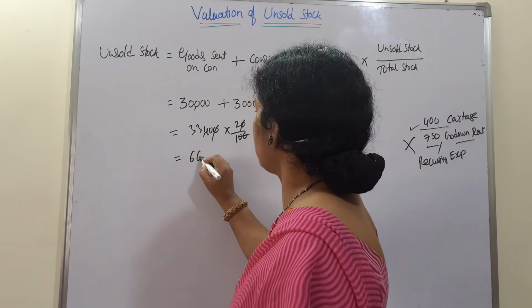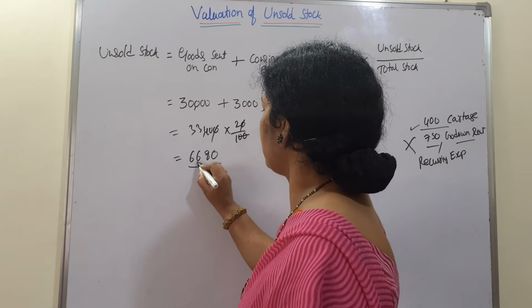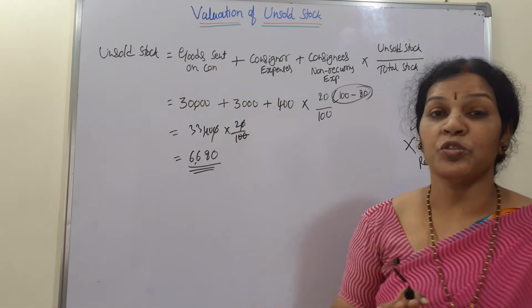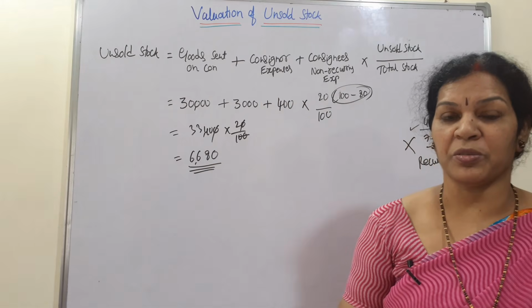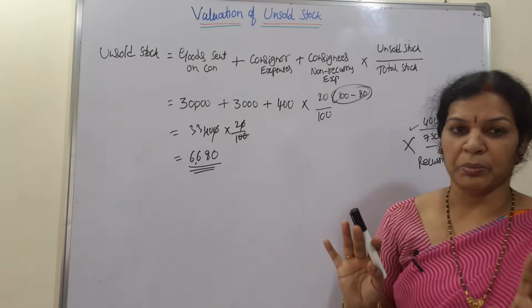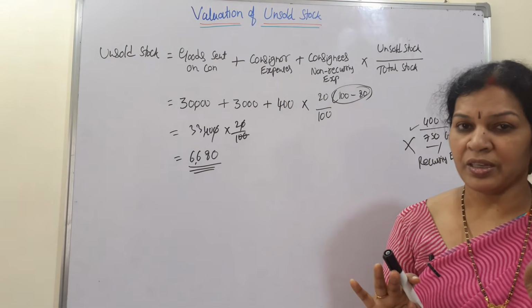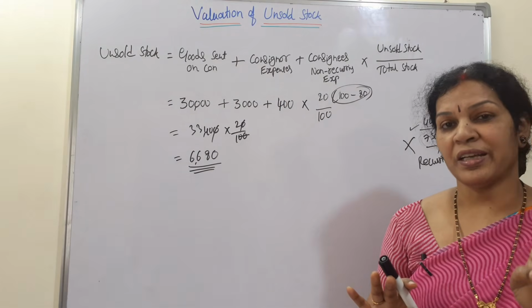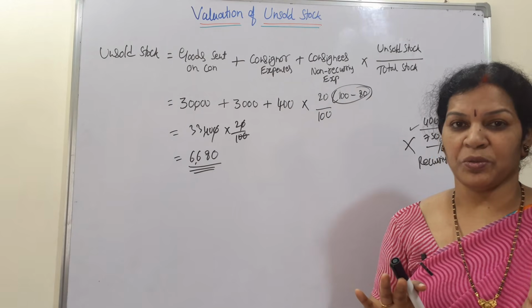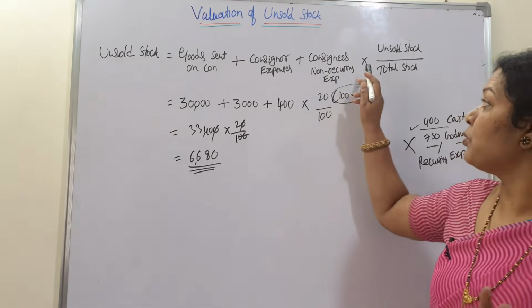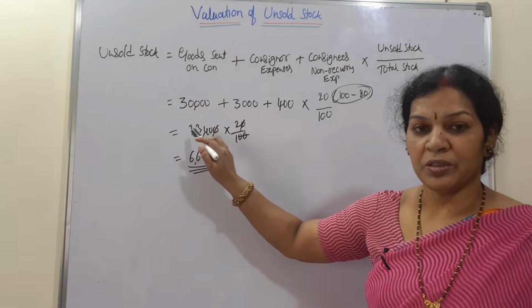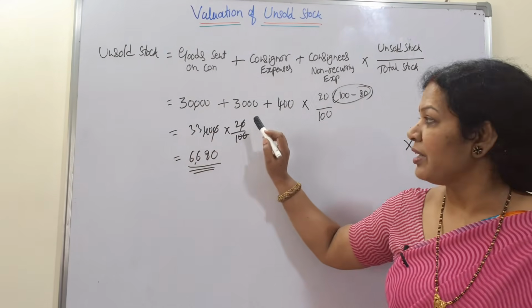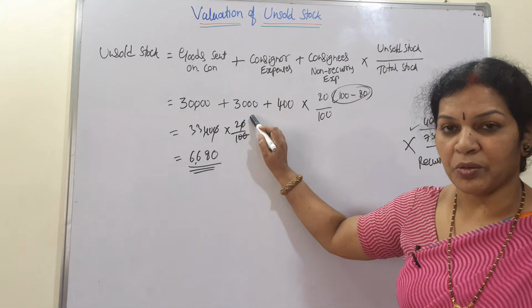It comes to 6,680. 6,680 is the unsold stock. Am I clear? Once again let me explain. The formula you must remember: goods sent on consignment plus consignor's all expenses, consignee's non-recurring expenses only, into unsold by total stock. In this problem, total goods sent on consignment is 30,000, consignor's expenses 3,000.